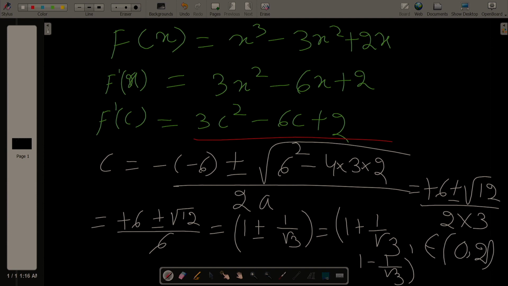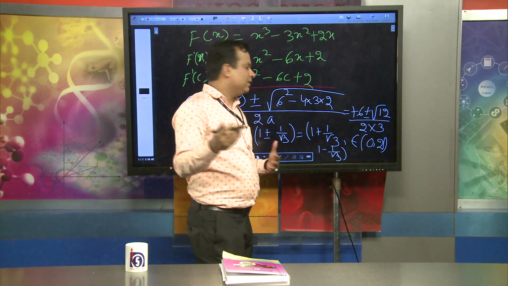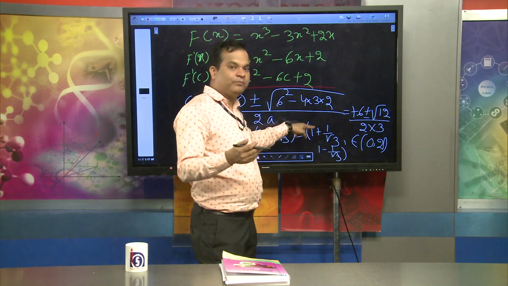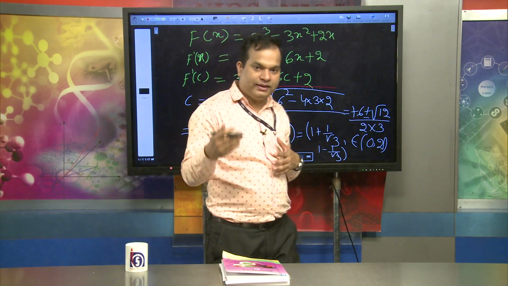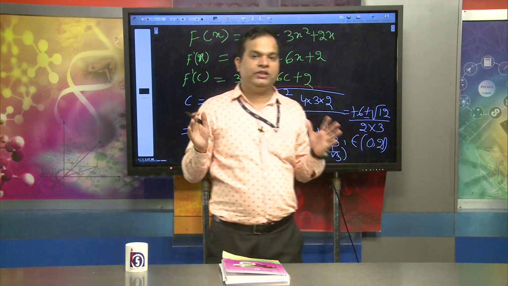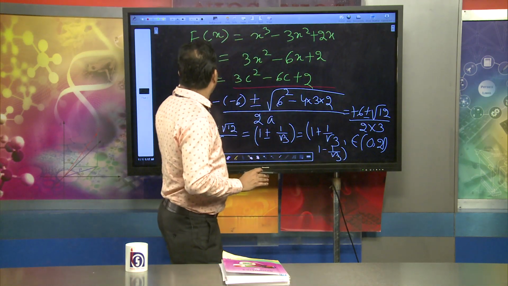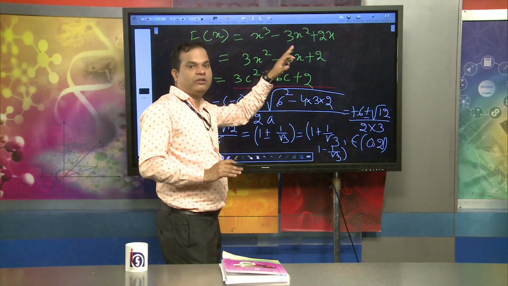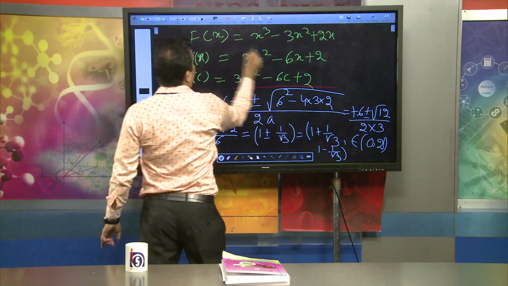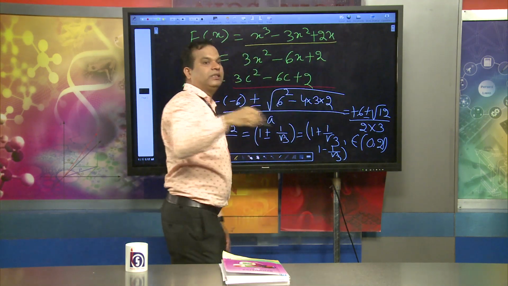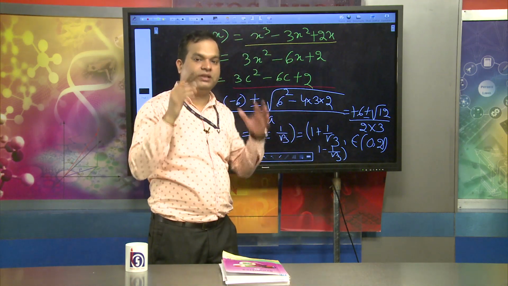So the three conditions are satisfied, and f'(c) has two points, 1 plus 1 by root 3 and 1 minus 1 by root 3, which belong within the interval (0, 2). So I can say this function, f(x) equals x into x minus 1 into x minus 2, that is x cube minus 3x square plus 2x, satisfies Rolle's theorem. Rolle's theorem is satisfied.